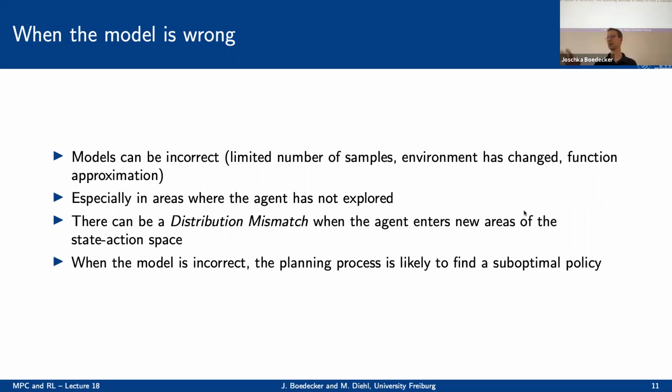And then only over time, as it interacts more with the object, the performance gets better again. Yeah. So when the agent enters new areas of the state action space that has quite different dynamics, for instance, there will definitely be a distribution mismatch. And of course, if you have a wrong model and you use it to generate data, then you can't hope that the policy will be optimal. It will be optimal for the model that you have learned, and that might be suboptimal.